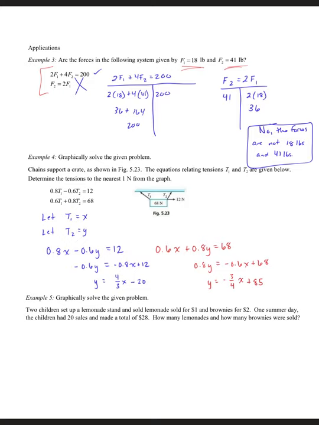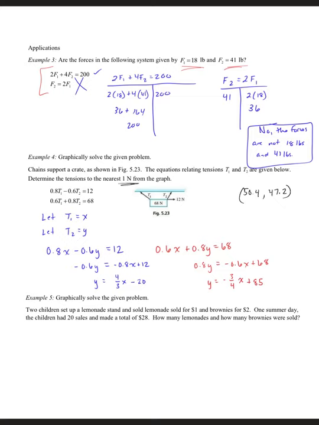Okay, once you can see where those lines are crossing, now you can press second, trace, option 5, and then press enter 3 times. And you'll find the intersection point to be 50.4, 47.2. However, the problem tells us to determine them to the nearest Newton from the graph.